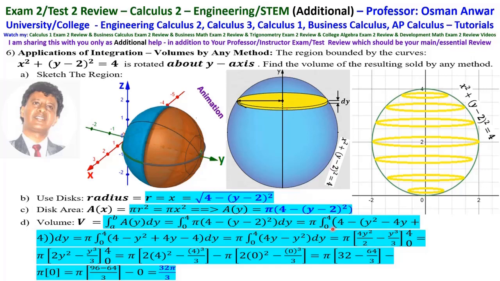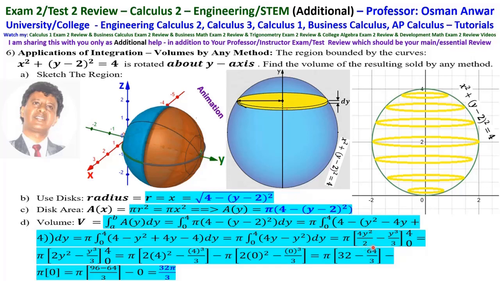You can factor out the pi. It is the integral from 0 to 4 of (4 minus y squared minus 4y plus 4) dy, which is pi from 0 to 4 of (4 minus y squared plus 4y minus 4) dy, which is pi from 0 to 4 of (4y minus y squared) dy.